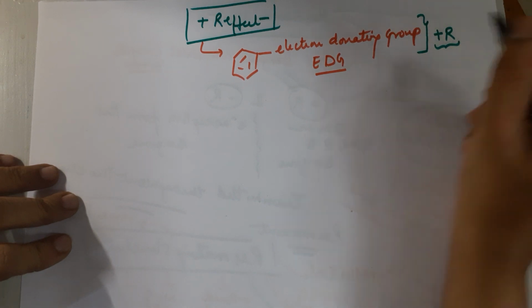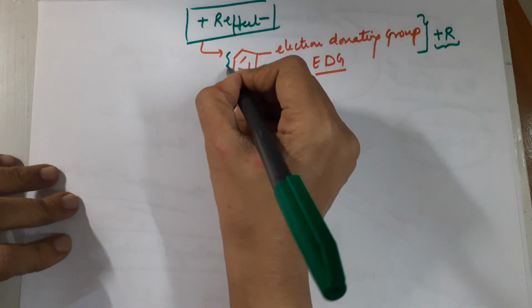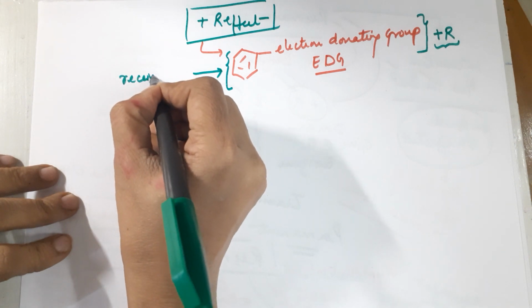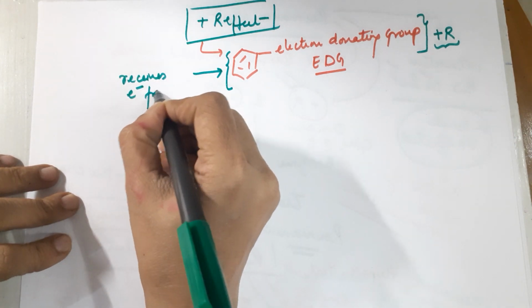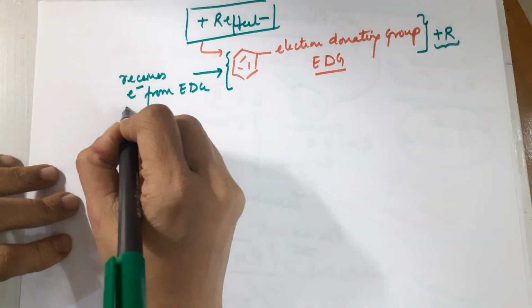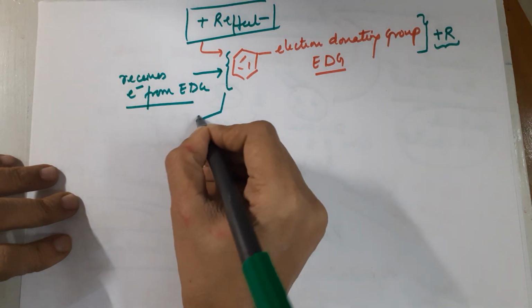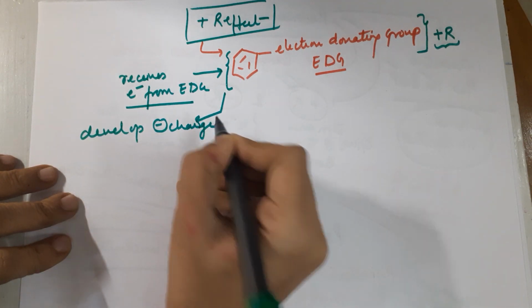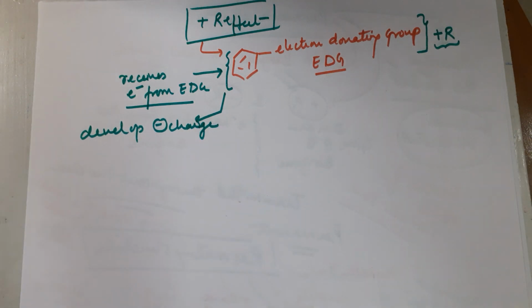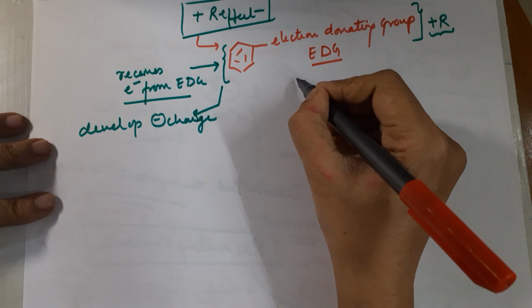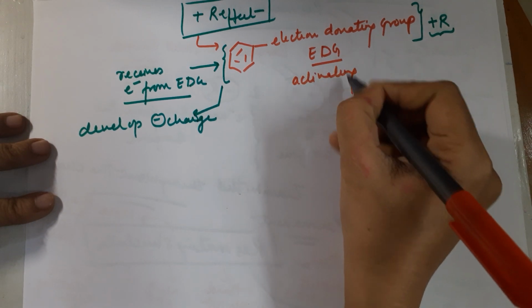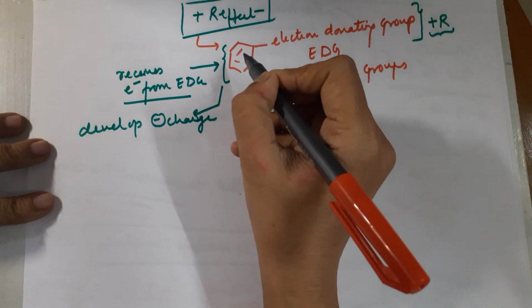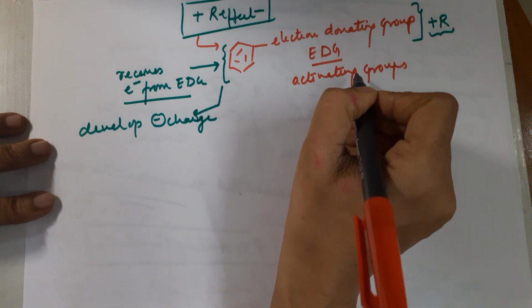Is that okay? Hence, if this is giving electrons to the benzene ring, I hope it is clear that your benzene ring receives electrons from the electron donating group, which also means that your benzene ring will develop negative charge. This would be observed by you. We also call these groups the activating groups because they give electron density to the benzene ring. So, they are also known as activating groups.